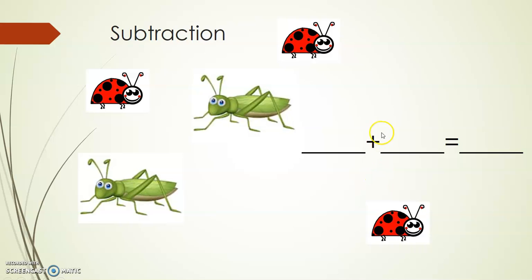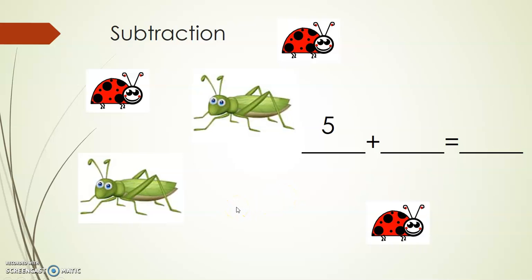So, I made a mistake. Right here, it has an addition sign, it should have a subtraction sign. So we're going to pretend that I fixed this and that it has a subtraction sign, because we're talking about taking things away right now. So we're going to say 5 because there's 5 bugs.